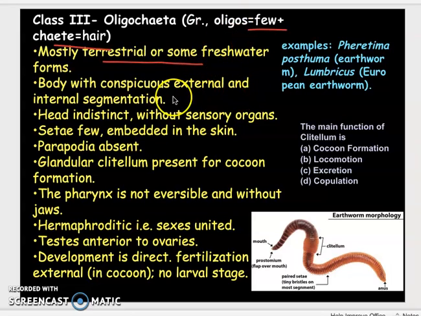The body has conspicuous external and internal segmentation. The head is indistinct, without sensory organs. You can see the head and the tail region appear the same, and we can't see any sensory organs present. The setae are few and embedded inside the skin, and parapodia are absent.